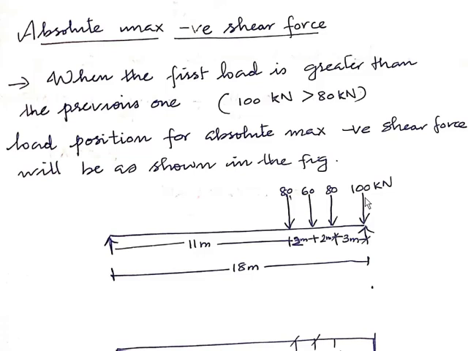And if this load was having a lower intensity, we can also try the other load position. We have to go for a trial, but in this case, when the first load is greater than the previous one, the load position will be as shown in figure. That is the head of the load, the leading load, will be on the support B. So we need not go for trials in this case, as the first load is greater than the previous one. Just remember only that point. If the first load is greater than the previous one, we can just place the load on the support.